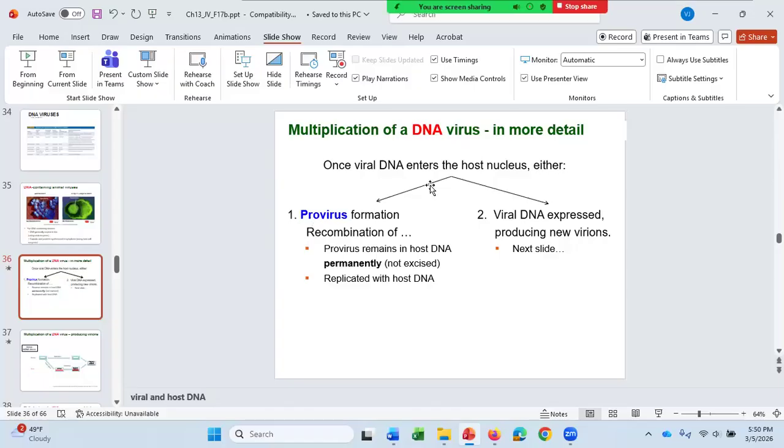All right. The other thing that can happen is the host cell DNA can be expressed, and new virions can be made.